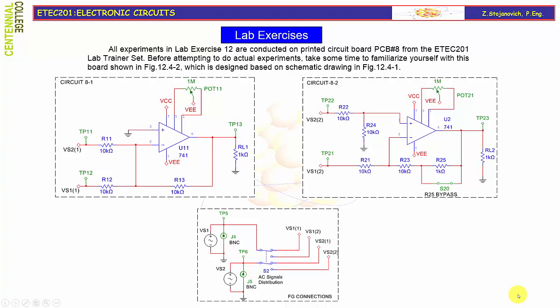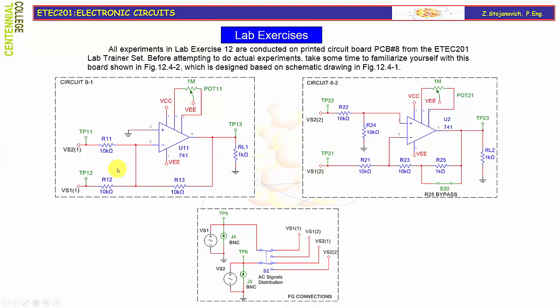Here is the schematic of this board number 8, and you can easily identify two circuits. Circuit 8.1 will be a summing application, and circuit 8.2 will represent a differential amplifier. If you look at circuit 8.1, you see that the inputs VS1 and VS2 are brought from the two channels of the function generator via AC signal distribution switch S2. Using this switch you can connect those two channels to either circuit 8.1 or 8.2.